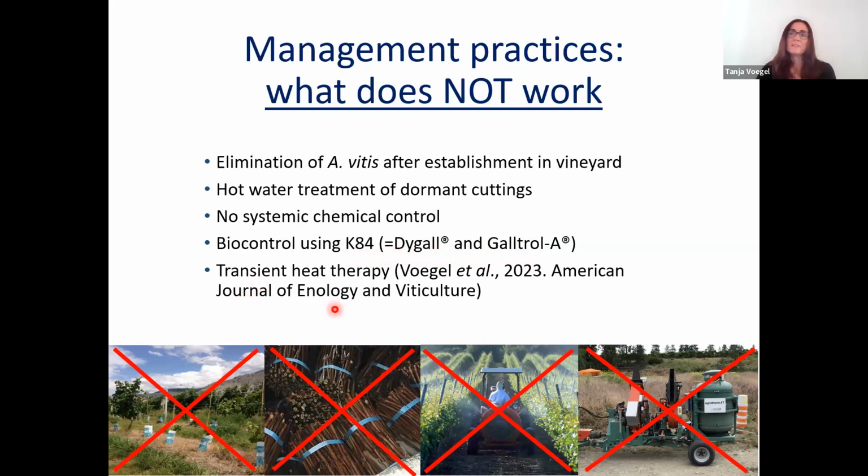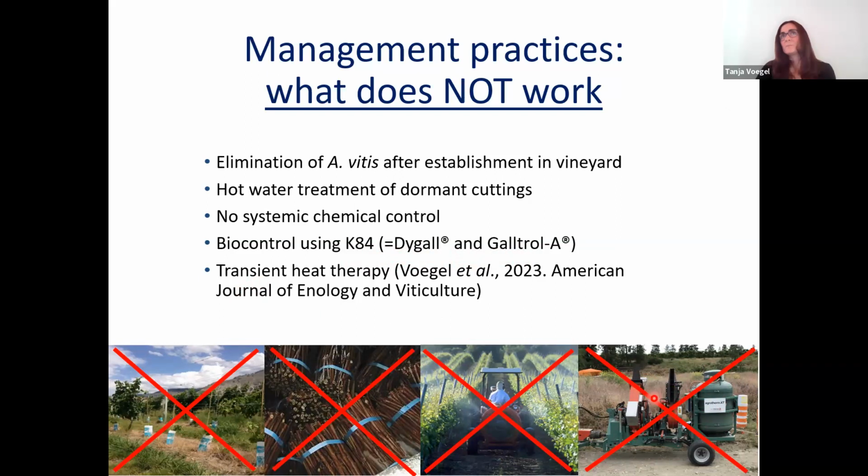Then this is something that we have tried out in our lab, transient heat therapy. And you can see that on the photo here. It's basically this machine that's being towed by a tractor, and it's going through the rows in the vineyards. And these two are fans, and they blow hot air into the vineyard. It's propane fired. So it's about 150 degrees of hot air that's being applied into the canopy.